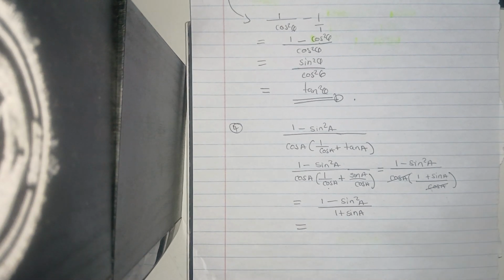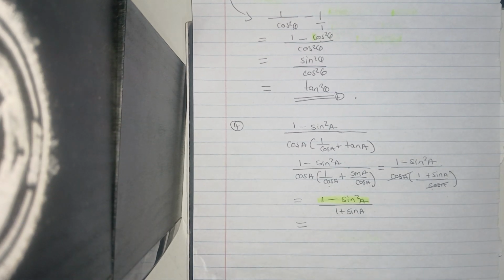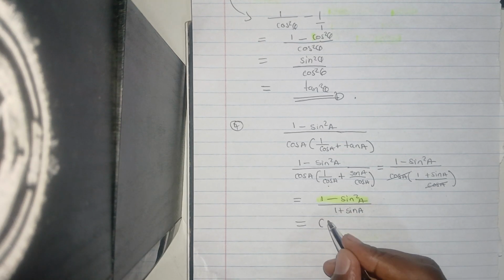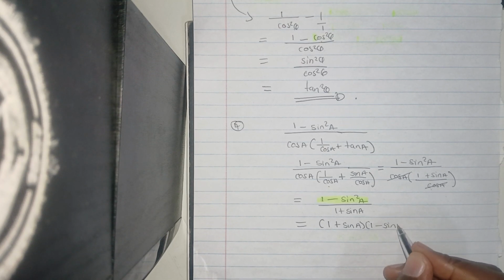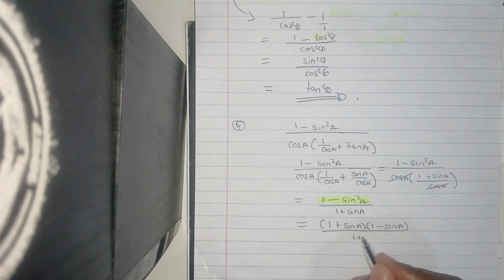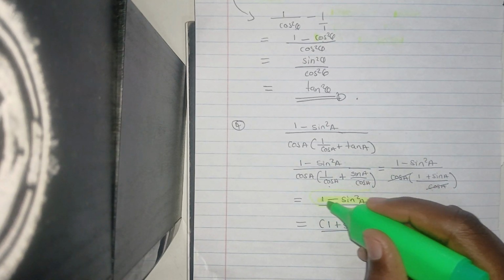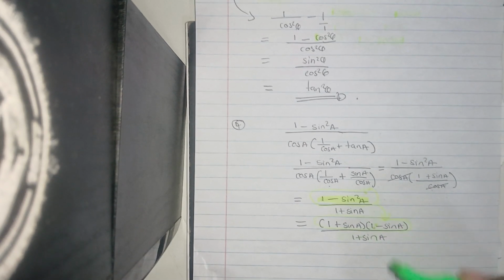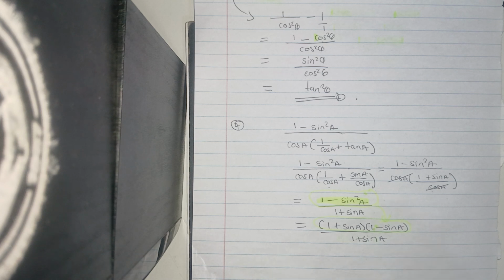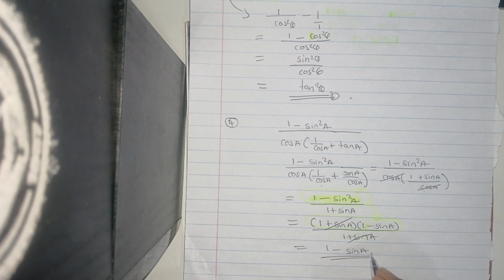So with this, you also have to develop your algebra skills. The only thing that can give us this one, we have to factorize, is just 1 plus sine A multiplied by 1 minus sine A. So this is just the factorization of this one. We factorized this into this. Right? So now this and this cancel, then we'll have 1 minus sine A. Then we are done.